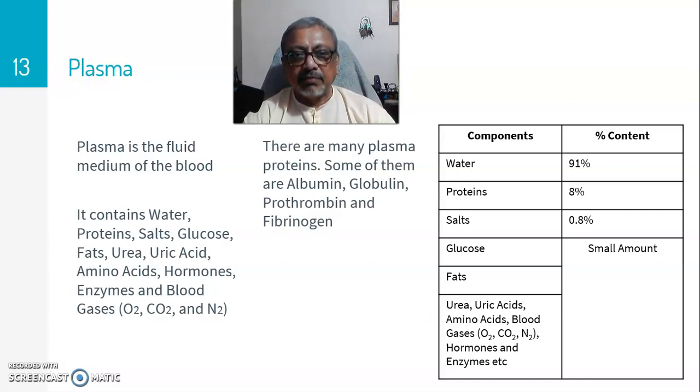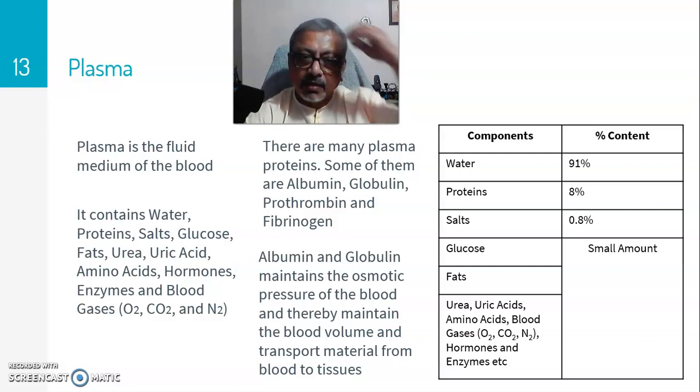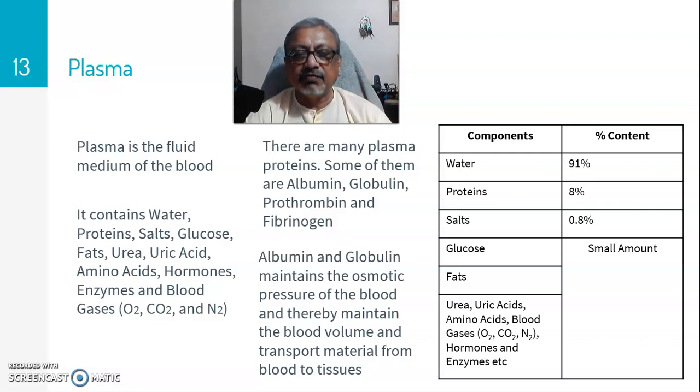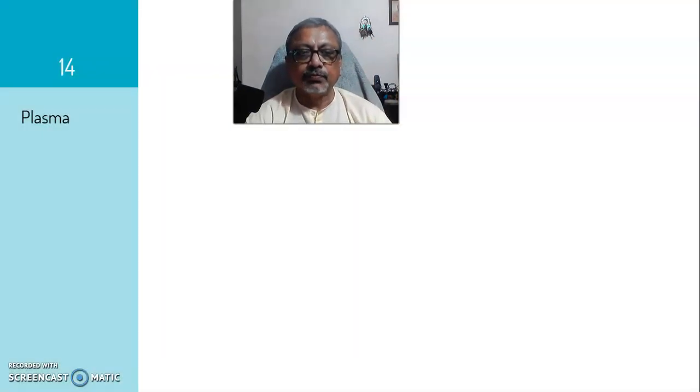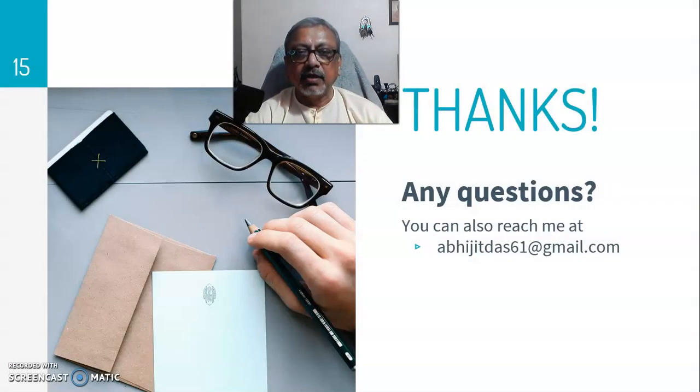There are many plasma proteins. Some of them are albumin, globulin, prothrombin and fibrinogen. Albumin and globulin maintain the osmotic pressure of the blood and thereby maintain the blood volume and transport the material from the blood to the tissues. We already discussed about plasma, that it occupies 55% of the blood volume.